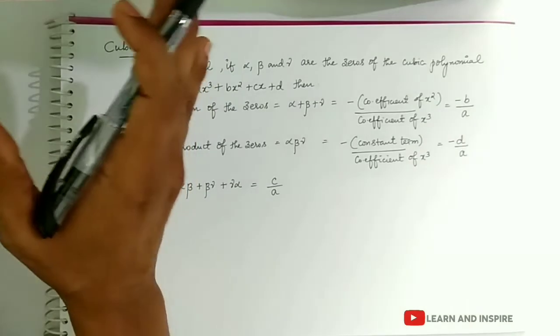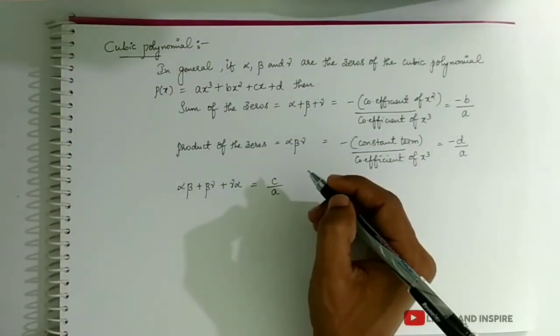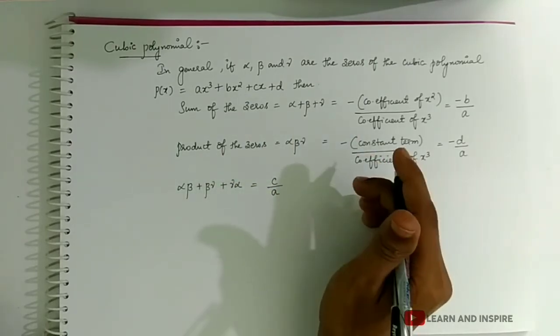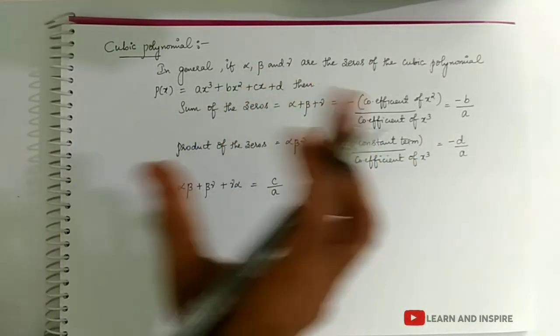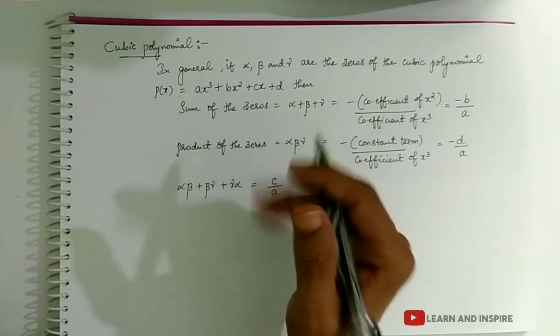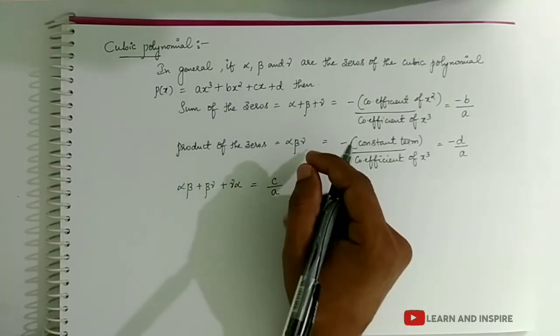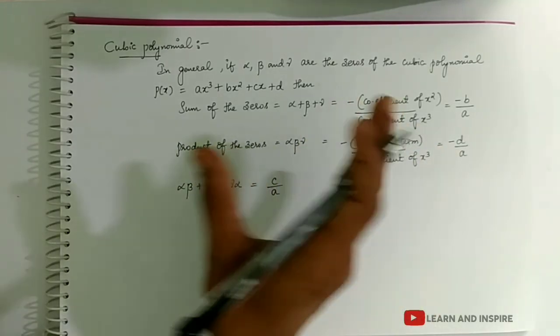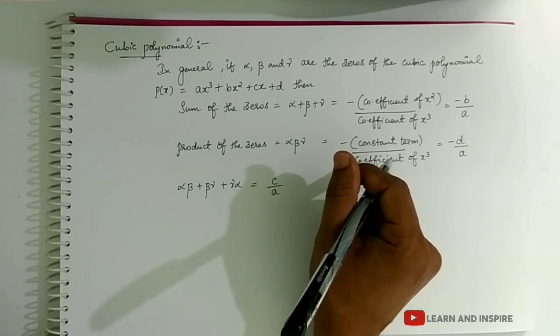Based on these quadratic and cubic polynomials, we can solve a few problems on this topic. I hope you have understood how to relate the zeros and coefficients of a quadratic polynomial and a cubic polynomial. In the next video we shall discuss a few problems about quadratic and cubic polynomials.